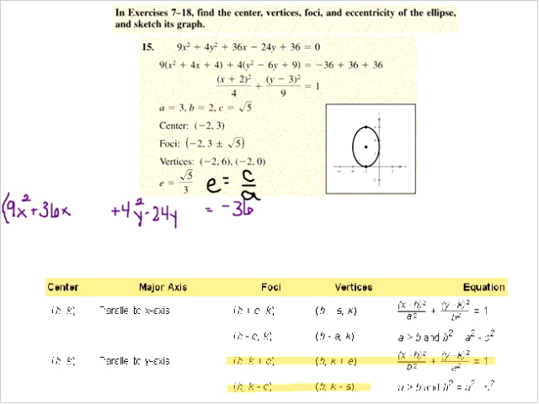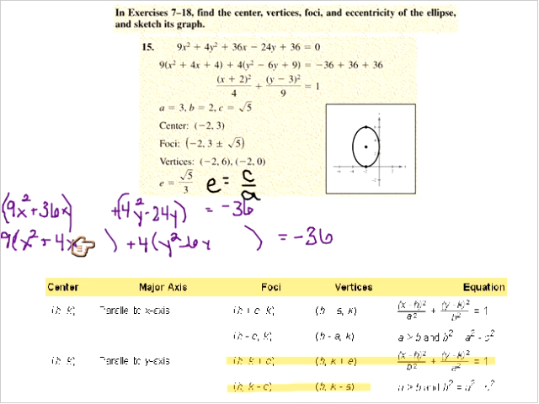I'm going to complete the square, but before I can, I need to factor out a 9 from the x's and a 4 from the y's, because we can't complete the square until we have a 1x squared there. Factor out a 4, that leaves me with y squared minus 6y. To complete the square, we take half of our middle term, so half of 4 is 2, square it is 4.